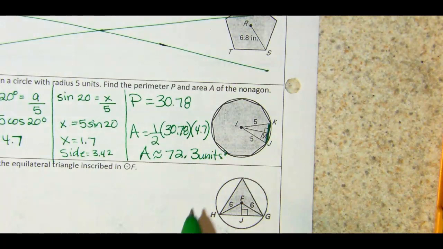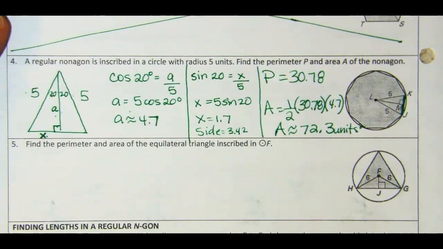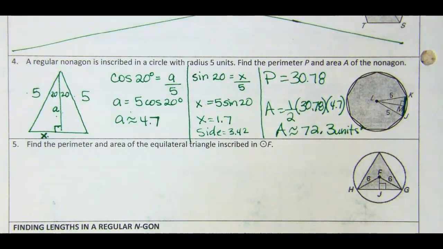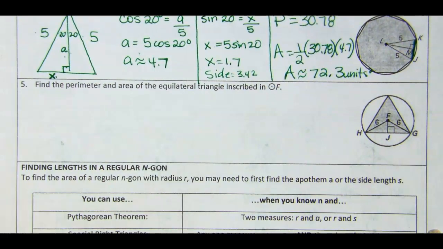So for this one, you just go through the process and using all of the knowledge that you've learned so far to complete that. Now that leads us to number 5. It says find the perimeter and the area of the equilateral triangle inscribed in F. So this one here is very similar to that last one, but now we're back to the triangle. And the triangle sometimes just makes life a little bit easier.